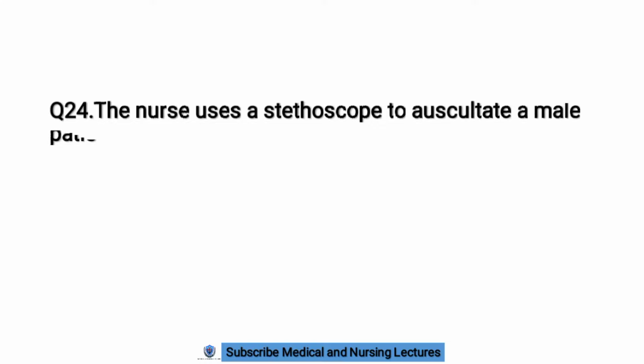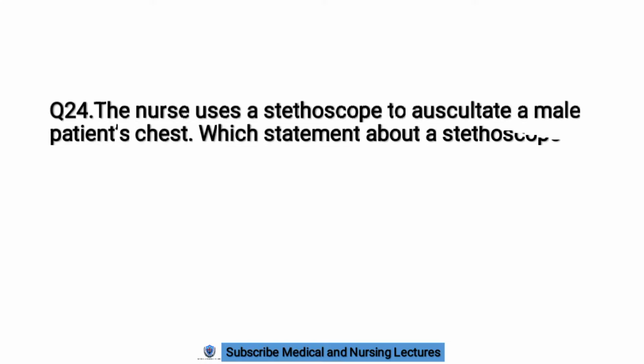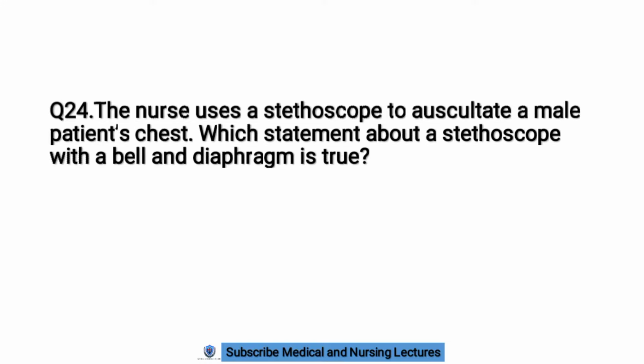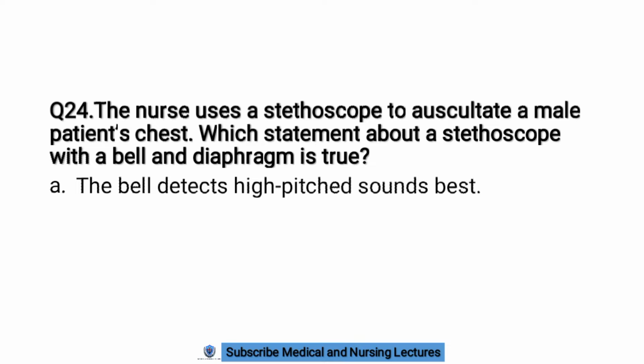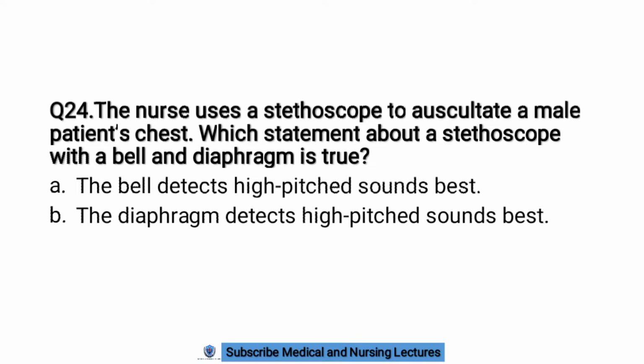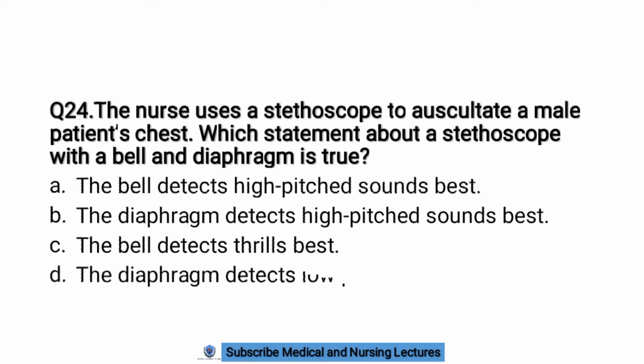Question number 24. The nurse uses a stethoscope to auscultate a male patient's chest. Which assessment about a stethoscope with a bill and diaphragm is true? The bill detects high-pitched sounds best. The diaphragm detects high-pitched sounds best. The bill detects thrill best. The diaphragm detects low-pitched sounds best. Option B is the correct one. The diaphragm detects high-pitched sounds best.